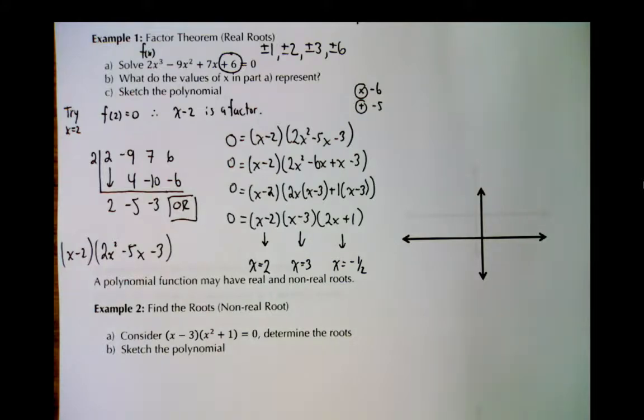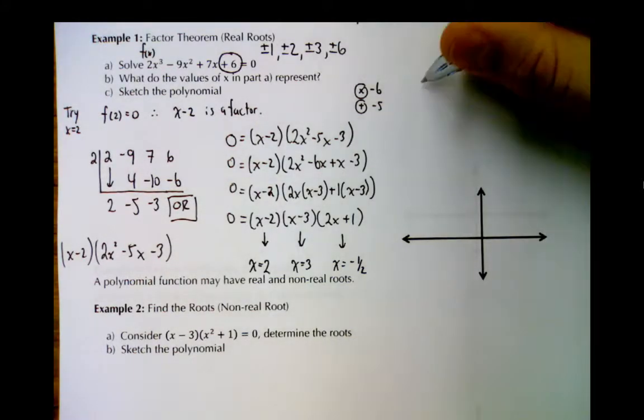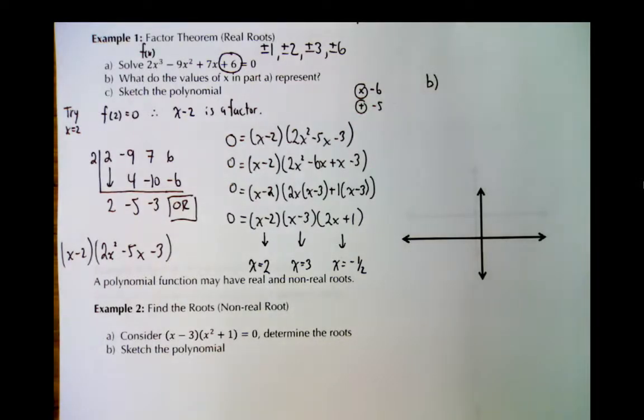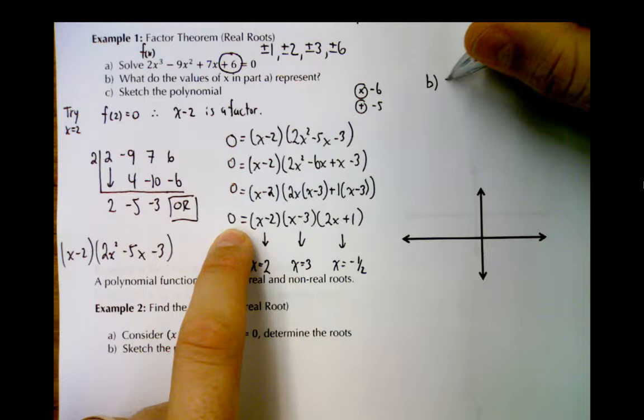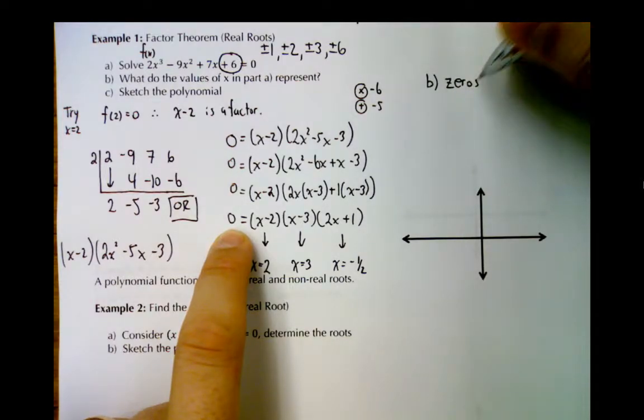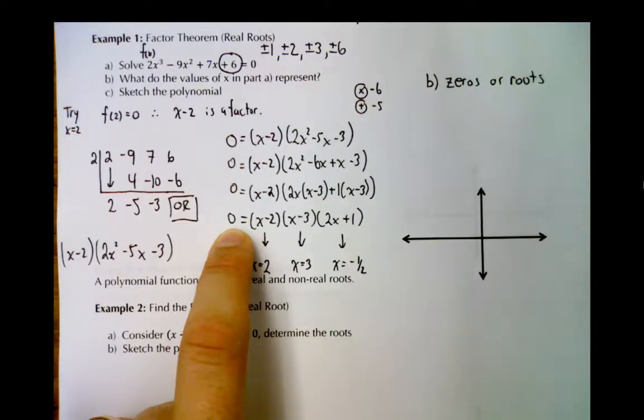So part B says, what do these values of x represent? Well, they represent the zeros, because this is set equal to 0. They represent the zeros. Or since we're solving an equation, they represent the roots, zeros or roots. But zeros specifically because it's set equal to 0.